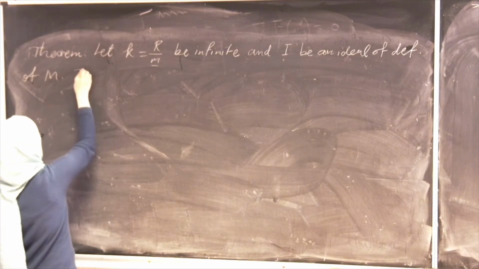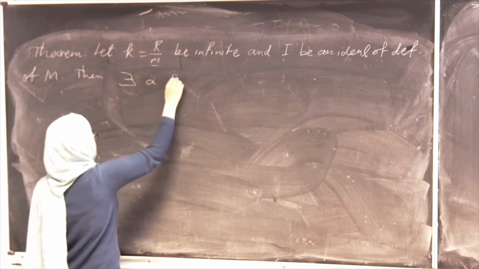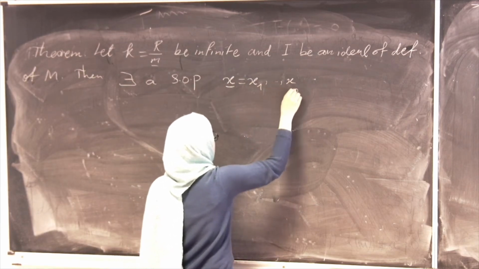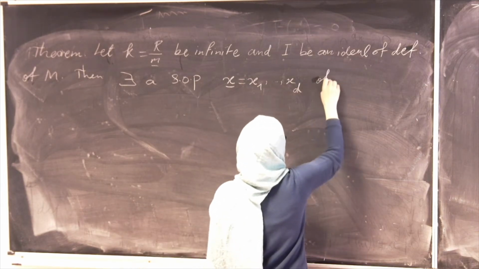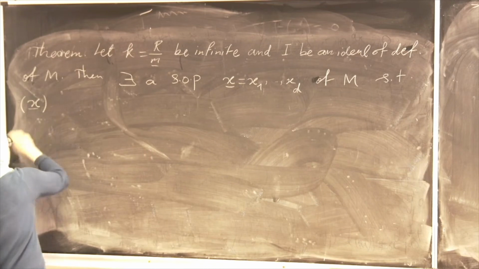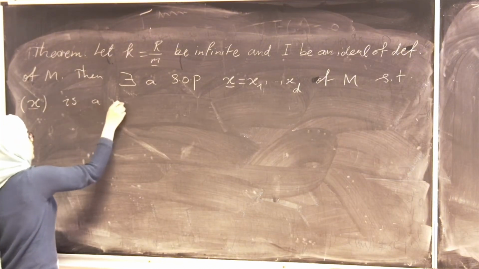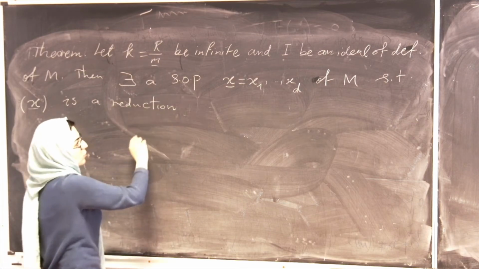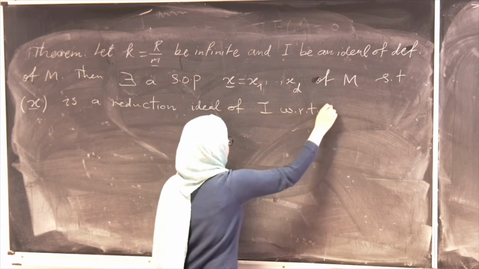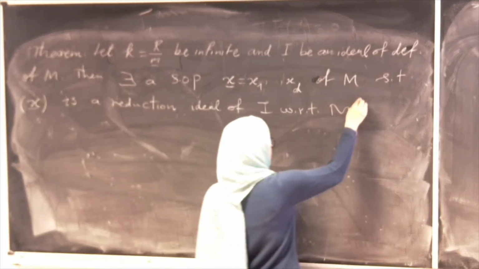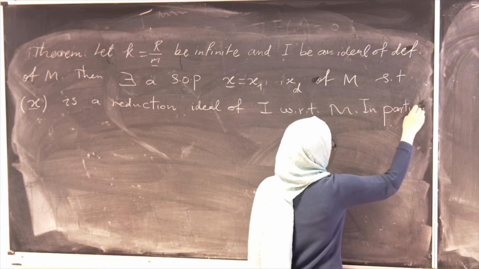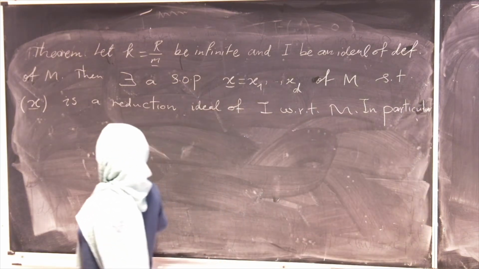What we want to show is that there exists a system of parameters, I call it X, of M, such that the ideal generated by X is a reduction ideal of I with respect to M. If we can prove this, it in particular, as we saw before, implies that they have the same multiplicity.